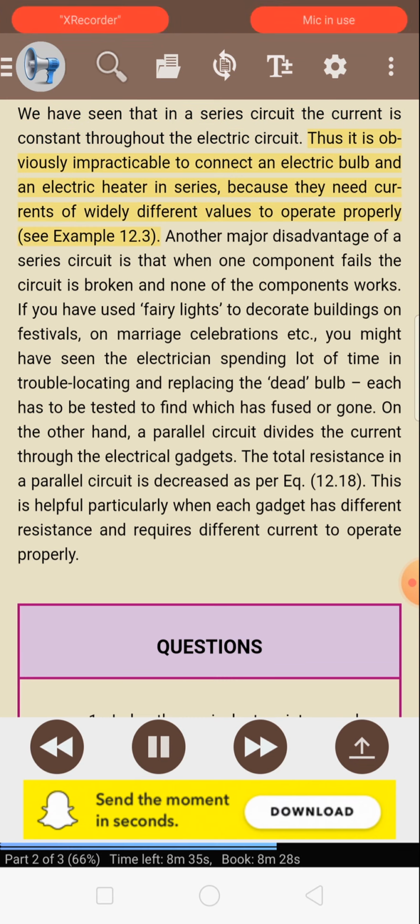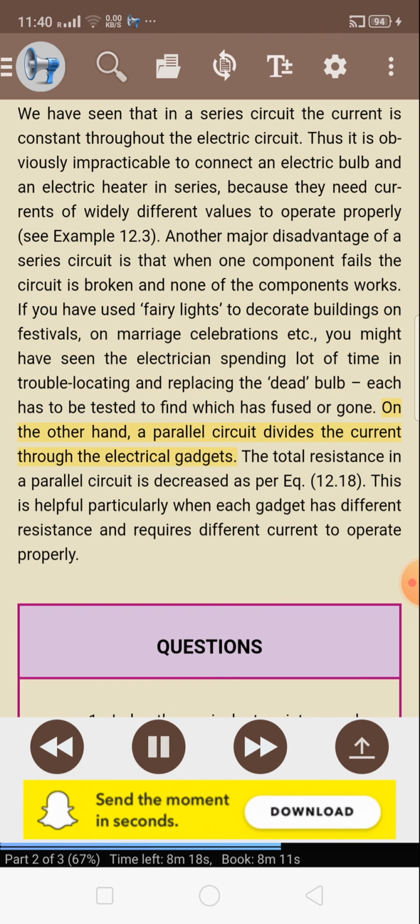We have seen that in a series circuit the current is constant throughout the electric circuit. Thus, it is obviously impractical to connect an electric bulb and an electric heater in series because they need currents of widely different values to operate properly. See example 12.3. Another major disadvantage of a series circuit is that when one component fails, the circuit is broken and none of the components works. If you have used fairy lights to decorate buildings on festivals, on marriage celebrations, etc., you might have seen the electrician spending a lot of time in trouble locating and replacing the dead bulb. Each has to be tested to find which has fused or gone.